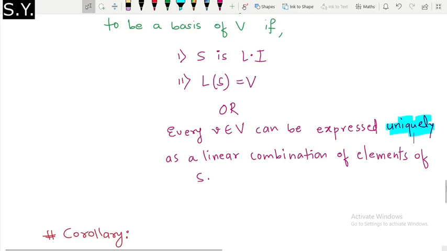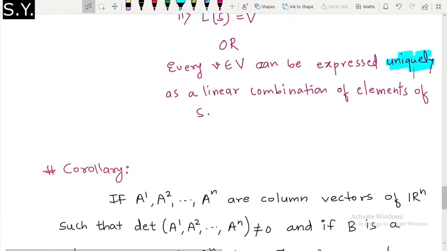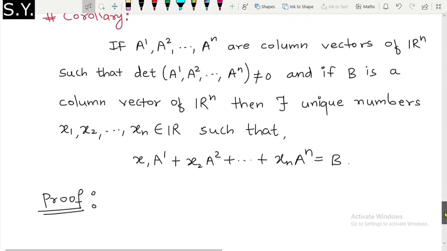Okay, now I have told you this also. I think we have proved it in second year, because our corollaries contain the word unique. Okay, so then there exist unique numbers x1, x2 up to xn belonging to R such that this is happening. And what I am saying here, every v belonging to V can be expressed uniquely as a linear combination of elements of S. So over here our vector space is R raised to n in our corollary, and our elements of S will be these column vectors. Is that okay? Yes.